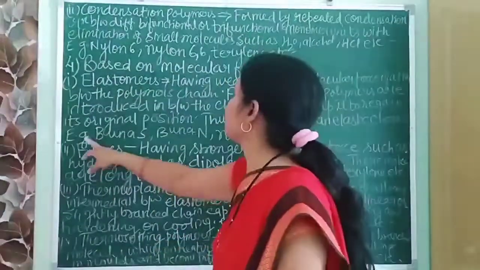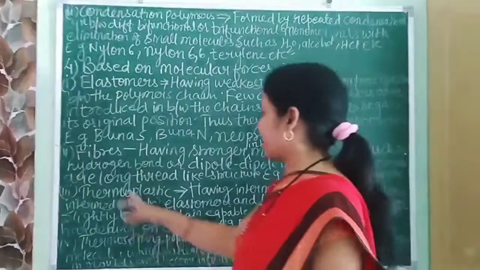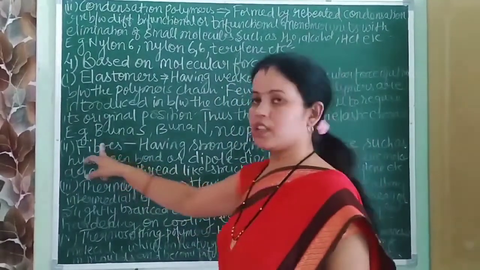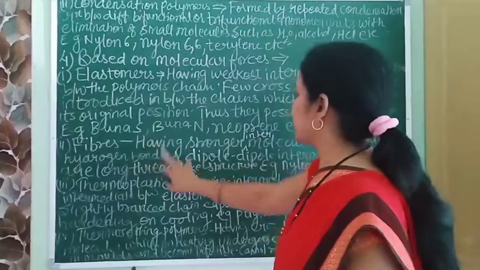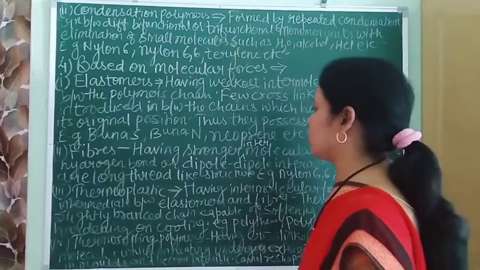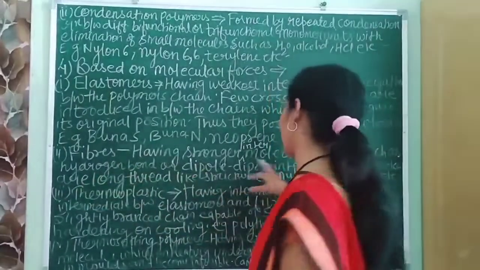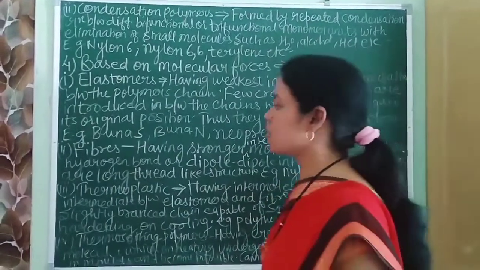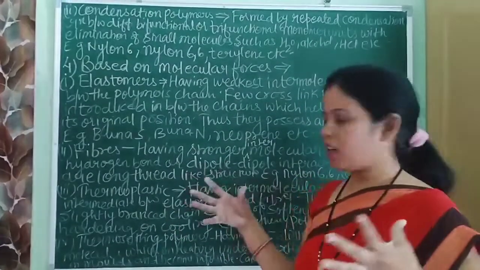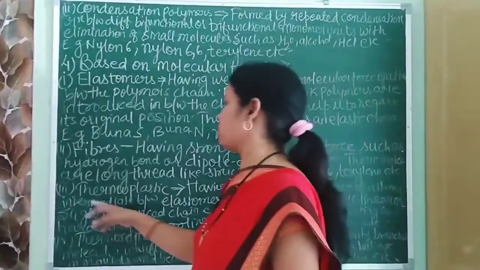Elasticity you know very well. For example, Buna-S, Buna-N, neoprene, etc. The next type of classification based on molecular force is fibers. These are polymers having strong intermolecular force between the molecules, for example, forces of attraction such as hydrogen bond or dipole-dipole interaction. These molecules have a long thread-like structure, hence they are called fibers. For example, nylon 6,6, terylene, etc.